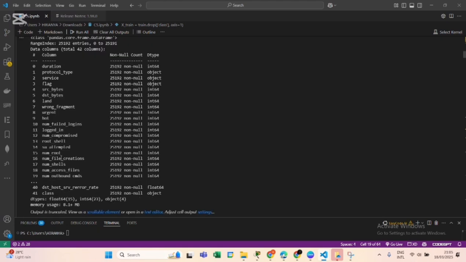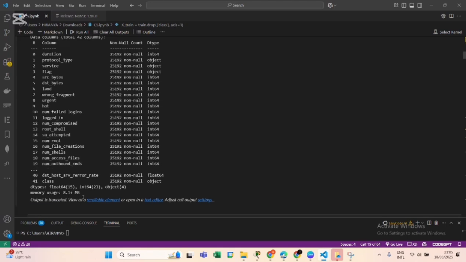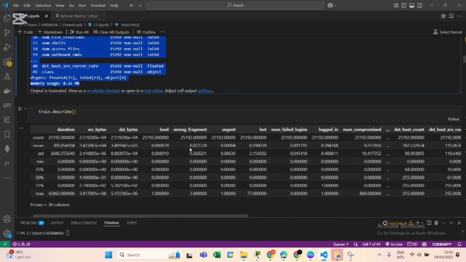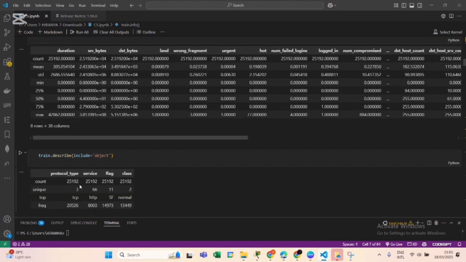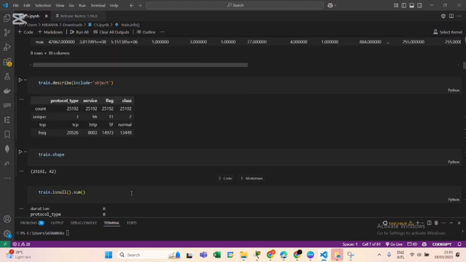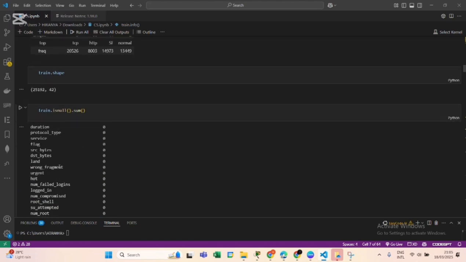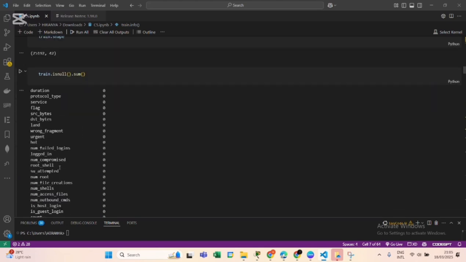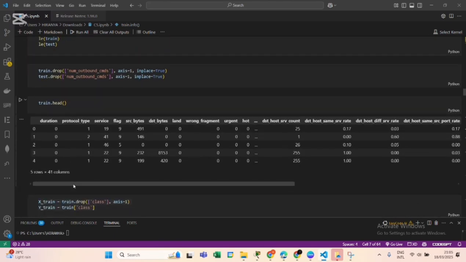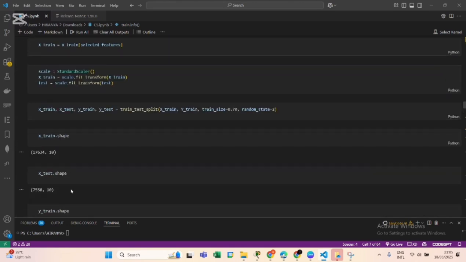Next I took a look at how the classes in the dataset are distributed. I visualized it with a count plot to see how balanced the normal and anomaly classes are. Turns out there are 13,000 samples of normal and 11,000 of anomaly, which is pretty well balanced.